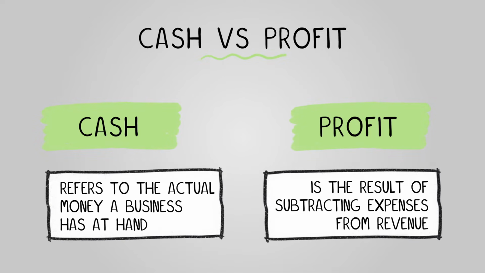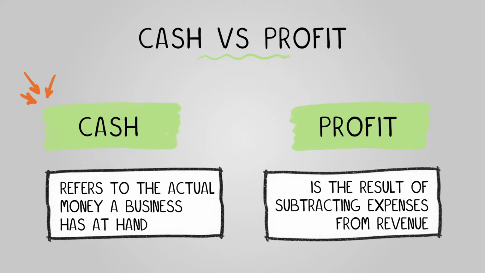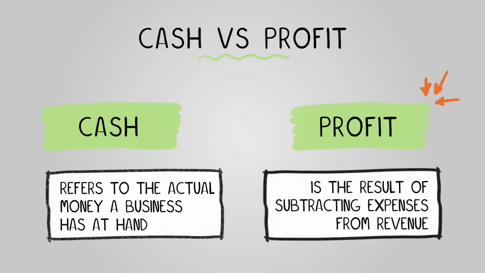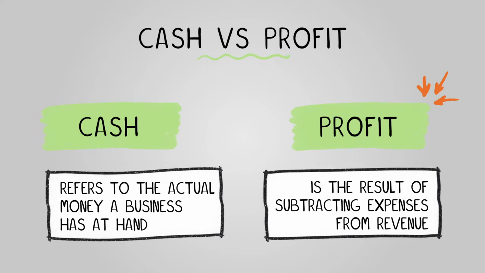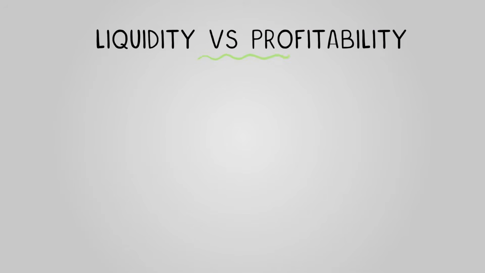However, revenue can sometimes include money yet to be received, like from credit sales. Here's why they matter. While cash ensures your day-to-day operations go smoothly, profit lays the foundation for the business's future growth. But what about the terms liquidity and profitability?